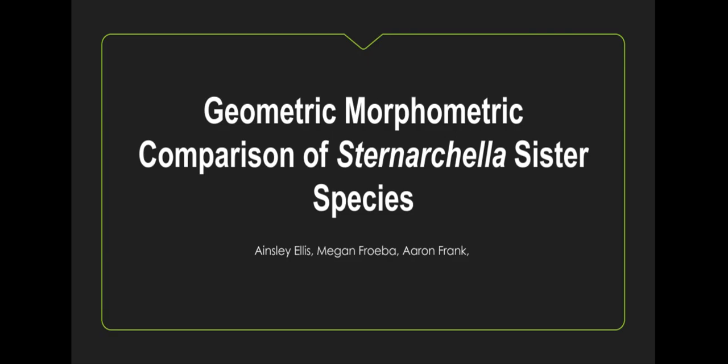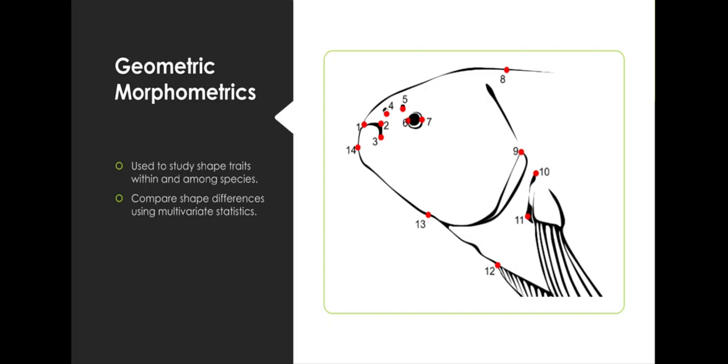Right, today I'm going to present research that I did last year under Dr. James Albert on geometric morphometric comparison of Sternarchella sister species. Geometric morphometrics are used to study the shape traits within and among species.